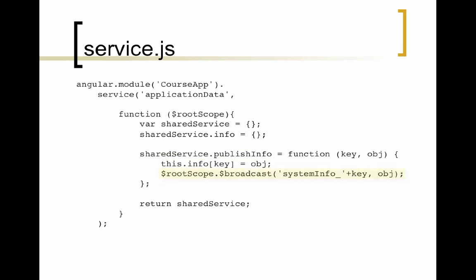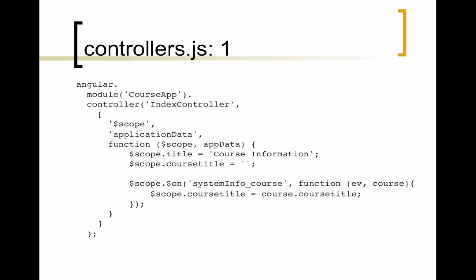systemInfo_ and the word course and that object, which then will go to controller number one, because that controller number one is listening for any event that is systemInfo_course, which is precisely the event that's just fired. And its listener, the function ev, course, will get fired and the course title will be stored. So it's a simple way to have a pub-sub pattern with loose coupling between sibling controllers.